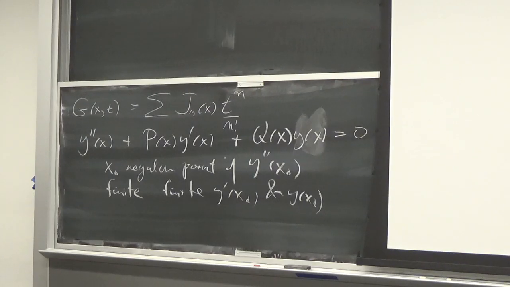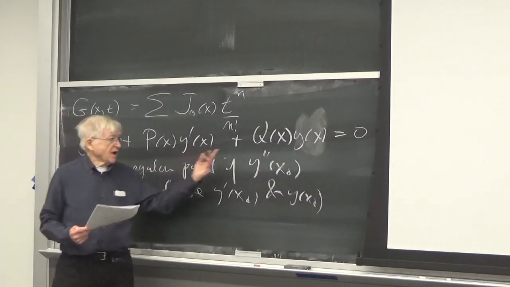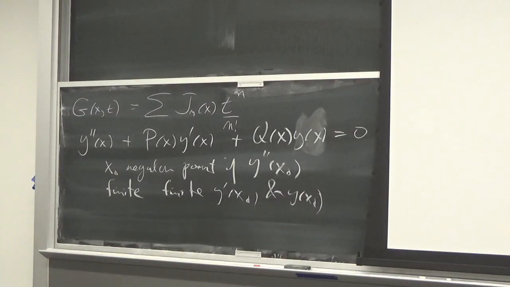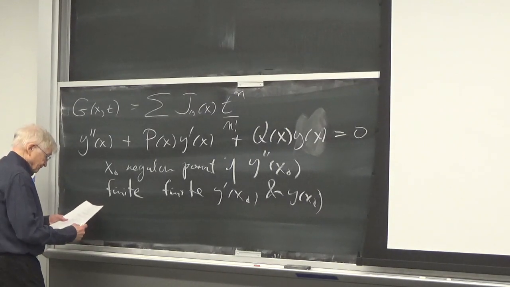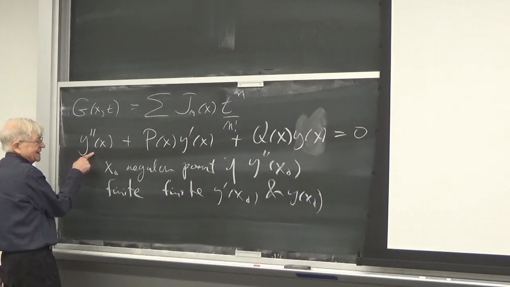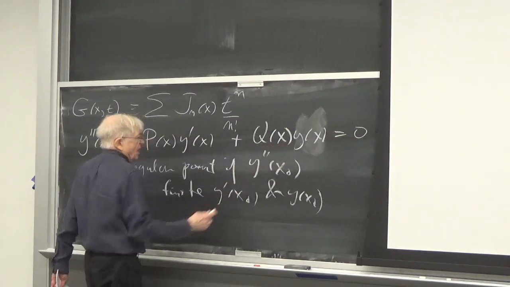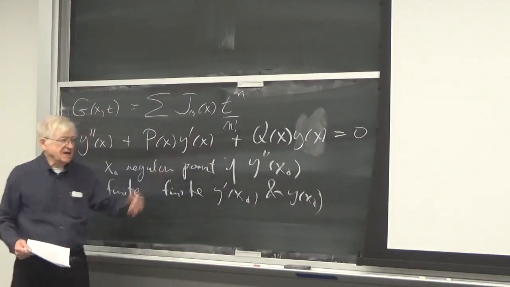On the other hand, if y double prime is infinite when y prime and y are both finite, then we say it's a singular point. And then there are two kinds of singular points. And of course, if y double prime is infinite, the reason it's infinite for y prime and y finite is that p or q would be infinite.